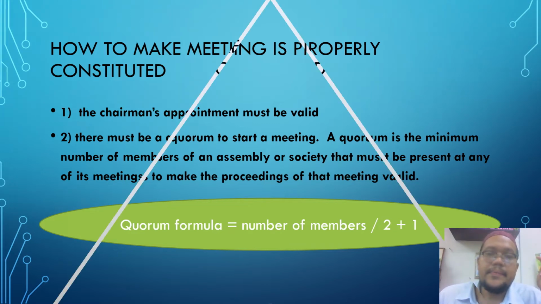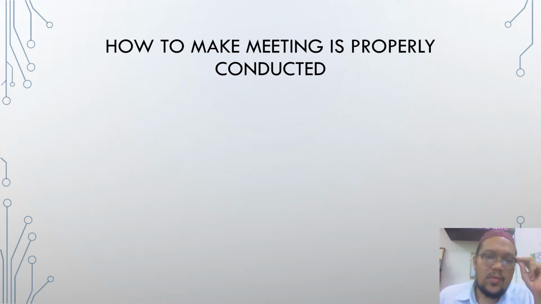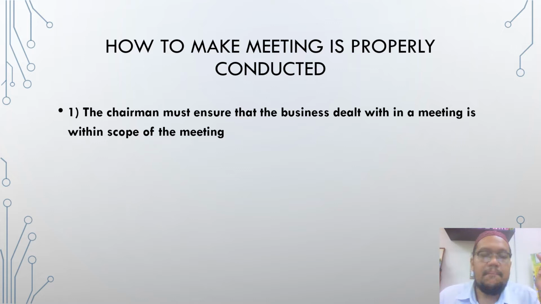The third one is how to make a meeting properly conducted. It's all about the chairman ensuring that the business dealt with in a meeting is within the scope of the meeting. That's why in a meeting we have an agenda. The chairman must follow the agenda and make sure that the issues discussed are not out of scope. You cannot discuss something irrelevant or not in the agenda of the meeting.